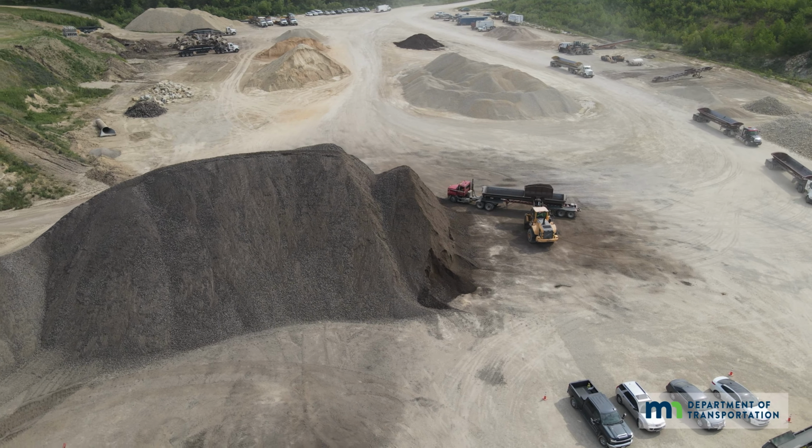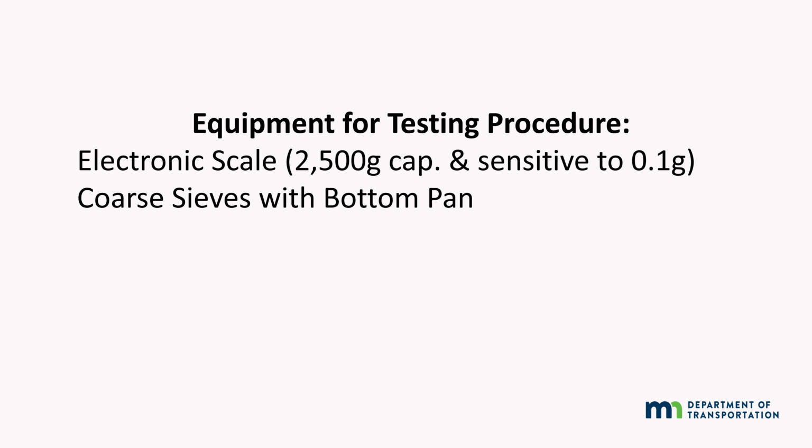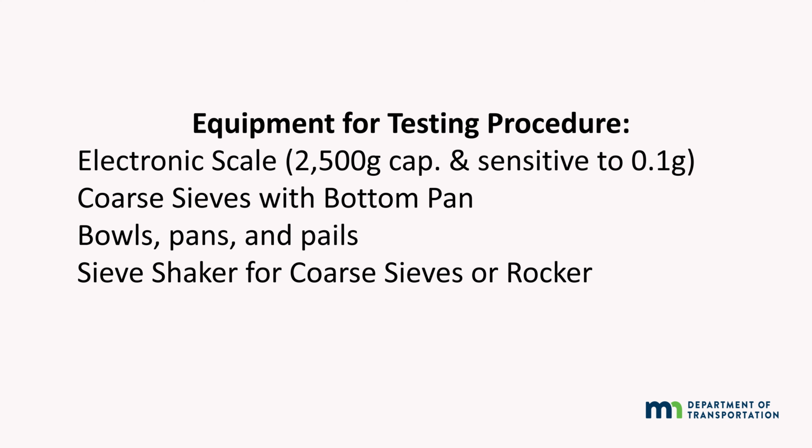For this procedure, you will need an electronic scale with at least 2,500 grams capacity, sensitive and readable to 0.1 grams. Coarse sieves with a bottom pan, the common sizes are 3-inch, 2-inch, 1.5 inch, 1 inch, 3/4 inch, 3/8 inch, and the number 4 sieve, bowls, pans, and pails, and a sieve shaker for coarse sieves or rocker.